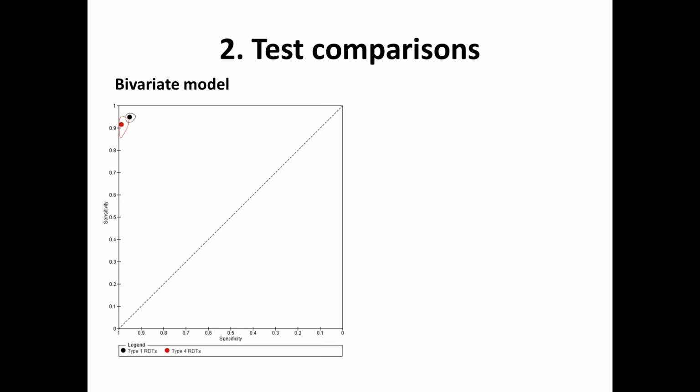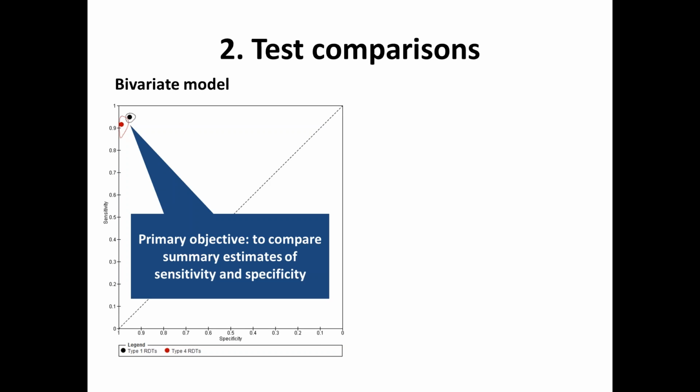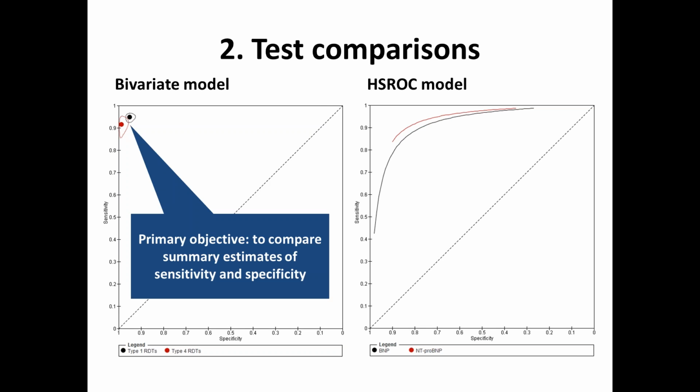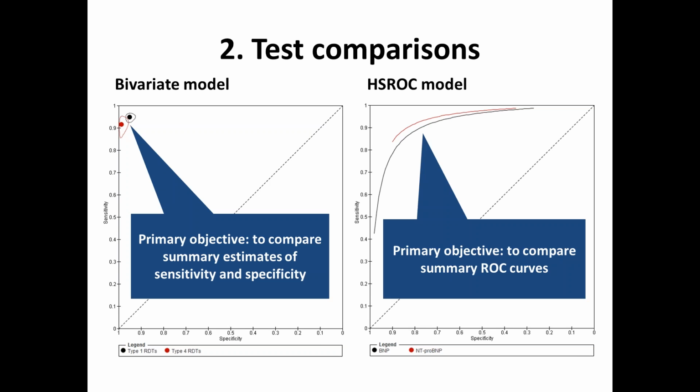Now, quickly onto test comparison. So it can be a comparison of points. So here, again, looking at type 1 RDTs versus type 4 RDTs for malaria. Here, the objective is to compare the summary estimates of sensitivity and specificity. Or here, the objective is to compare summary ROC curves. So here we've got 2 tests for heart failure, which is the BNP and NT-proBNP, which are measured using various thresholds. And so it makes more sense here to estimate and compare curves.